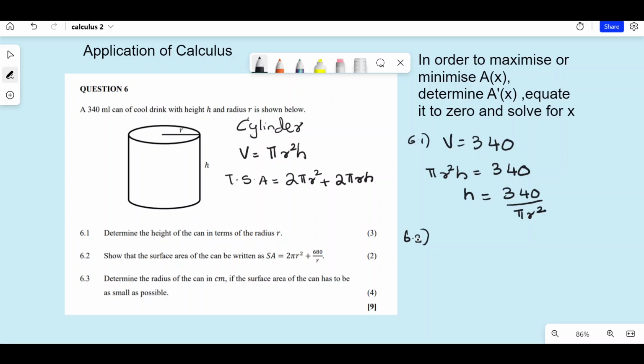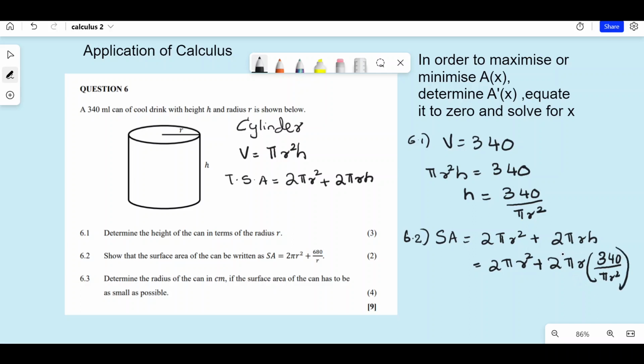Okay, now 6.2. Show that the surface area of the can can be written as SA equal to 2 pi r square plus 680 over r. So that also you can do only if you know the formula for surface area. We know surface area is 2 pi r square plus 2 pi r h. But just now we found what is h, so we are going to substitute the value of h here. 2 pi r square plus 2 pi r, h is 340 over pi r square.